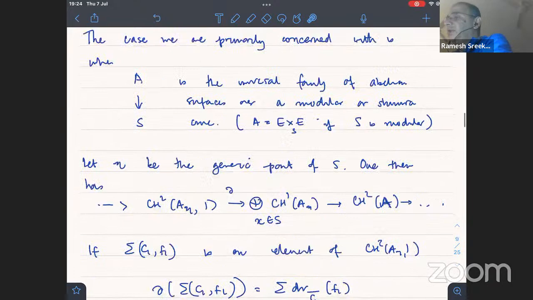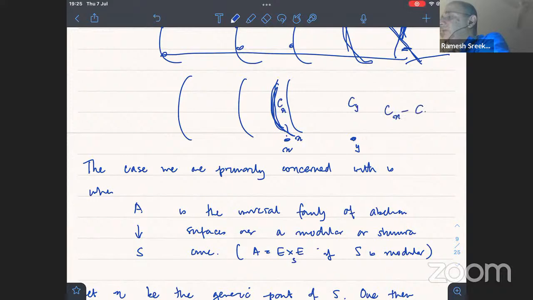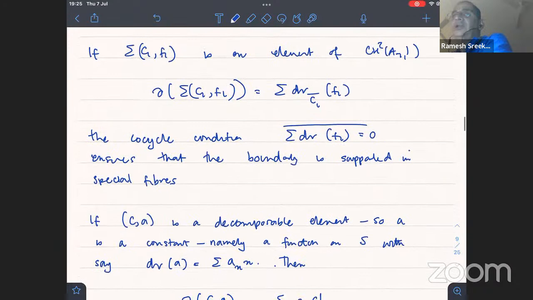So in other words, you have something like this. Say here, there's no horizontal guy, but your horizontal guy has a zero here, maybe, and maybe a pole here or something. So I can look at C_x. This is the point x and this is y, and C_x is the fiber. So this is C_x and this is C_y. You'll get something like C_x minus C_y as your boundary, if your function has divisor x minus y, right?